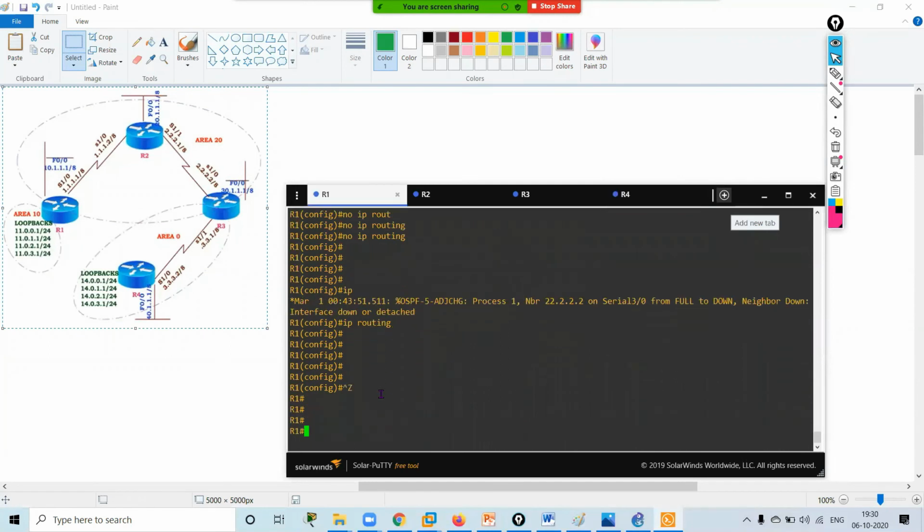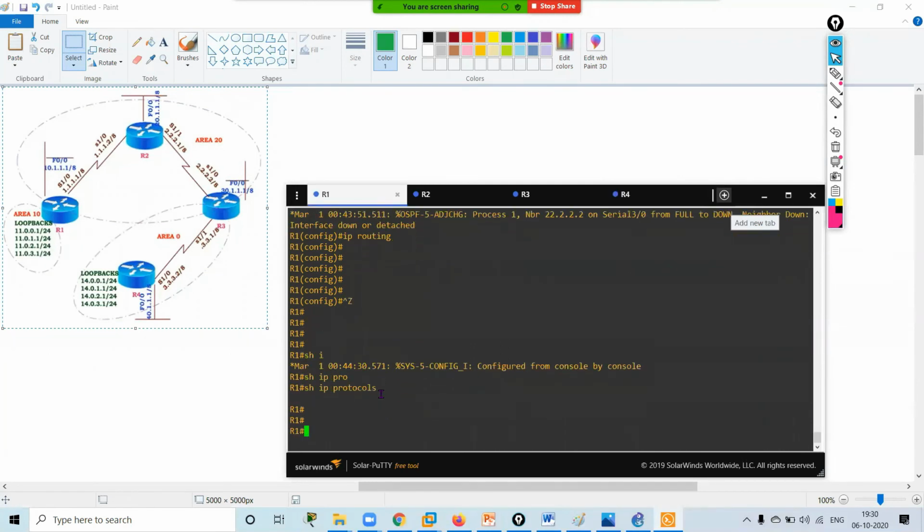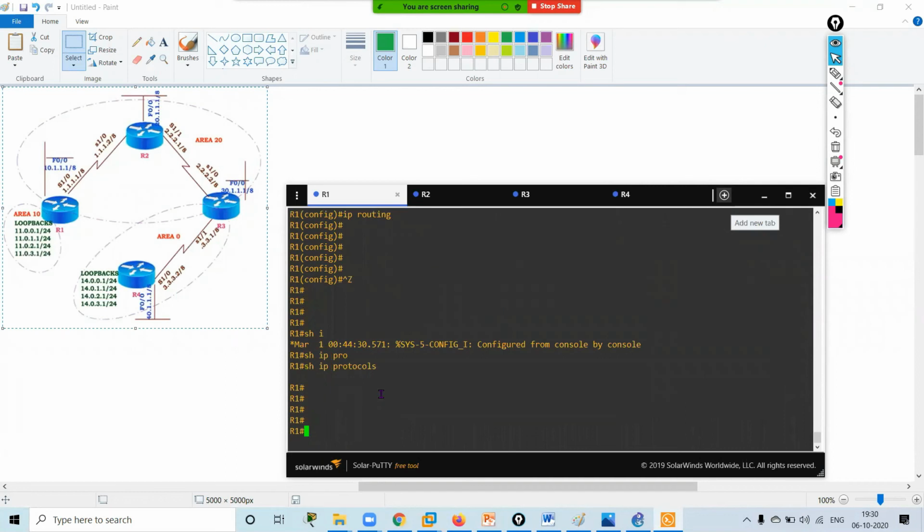Okay. If I see show IP protocol, there is no protocol running over here. I'll configure the OSPF configuration. I'll advertise the interface using multiple areas, as defined in the diagram, you can see. I'll configure the manual router ID on R1 and R3.